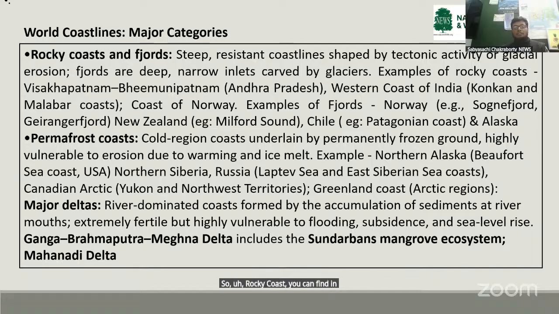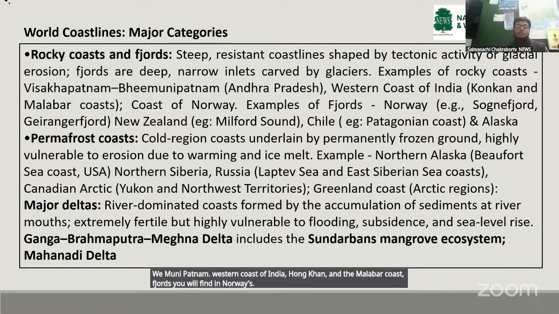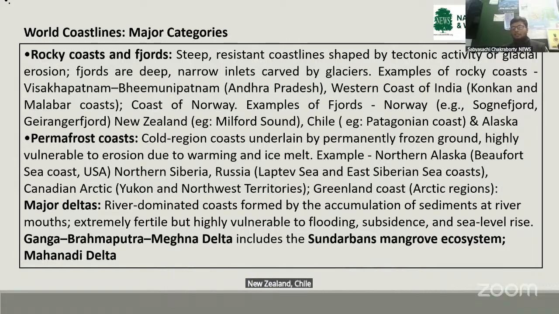Rocky coasts you can find in Andhra Pradesh, Visakhapatnam, Bheemunipatnam, and the western coast of India, the Konkan and the Malabar coast. Fjords you will find in Norway, New Zealand, Chile, and Alaska, where the glacier activity is much more prominent.